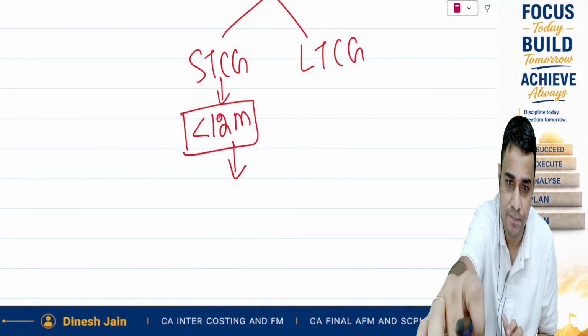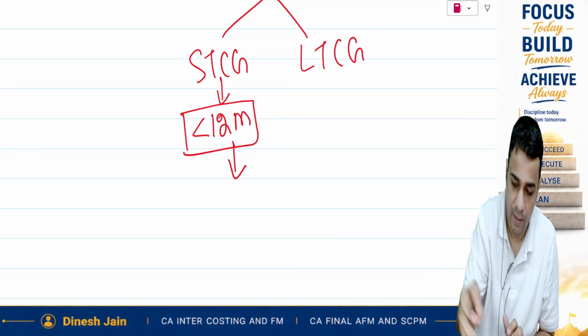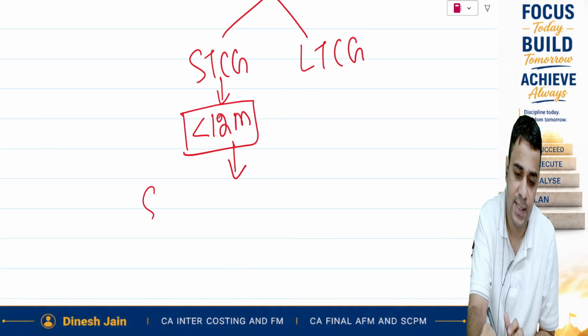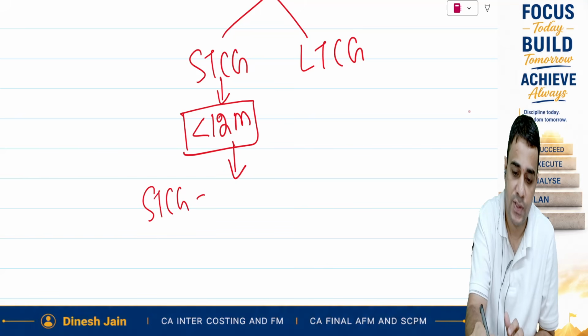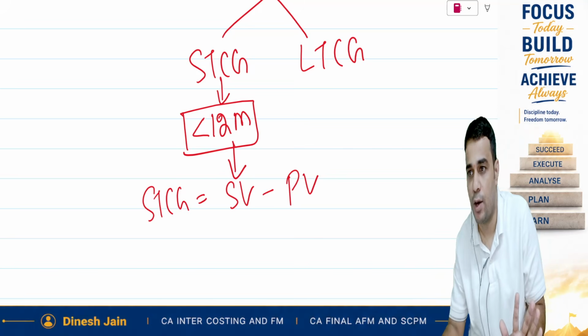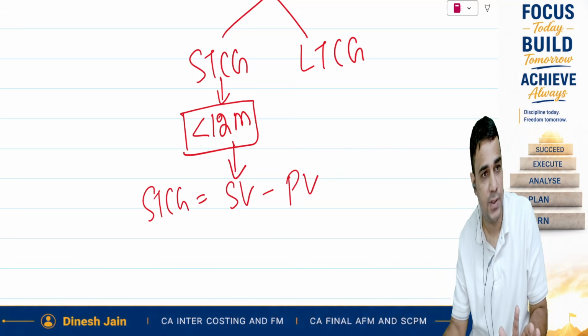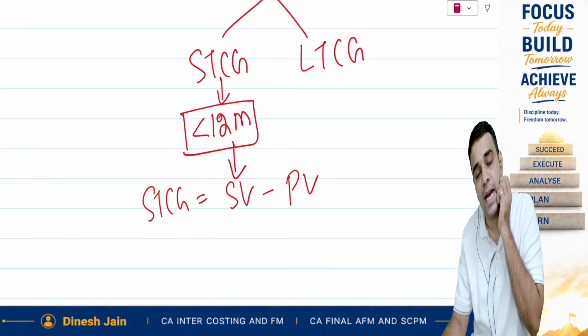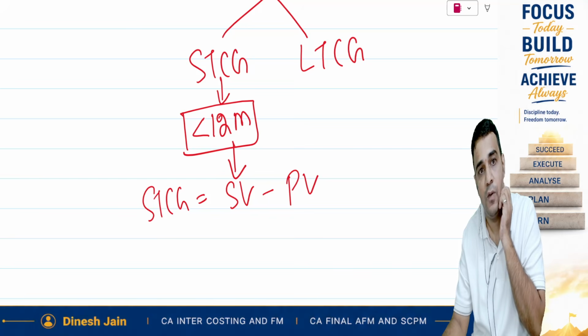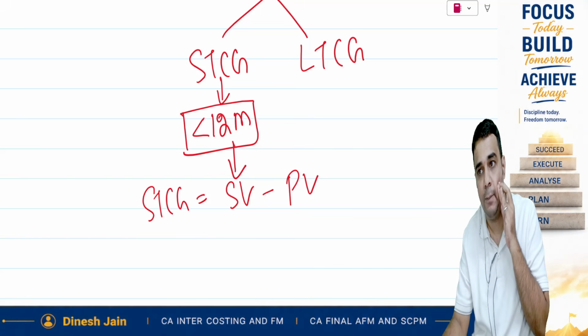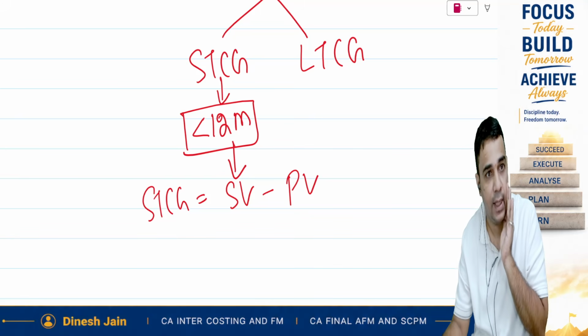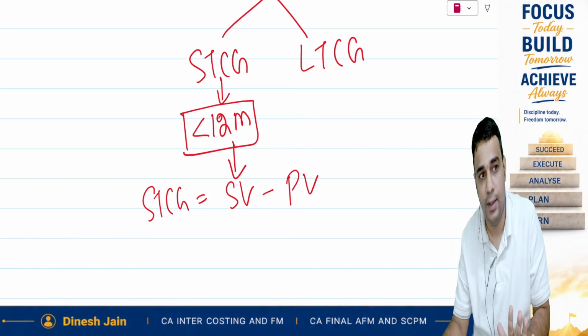STCG. When I calculate my STCG, I compare sale value minus the purchase value. This is the broad formula. Is securities transaction tax a tax deductible expense? For capital gain, it is not a tax deductible expense.